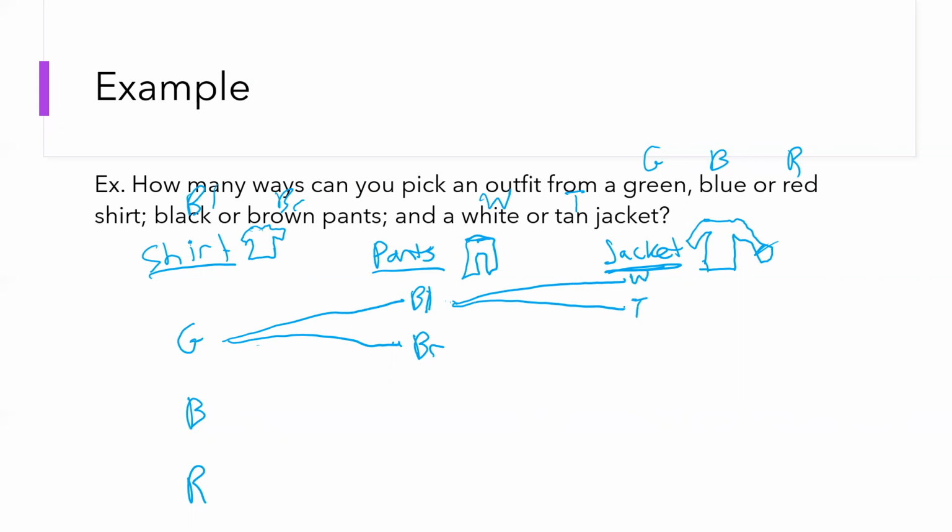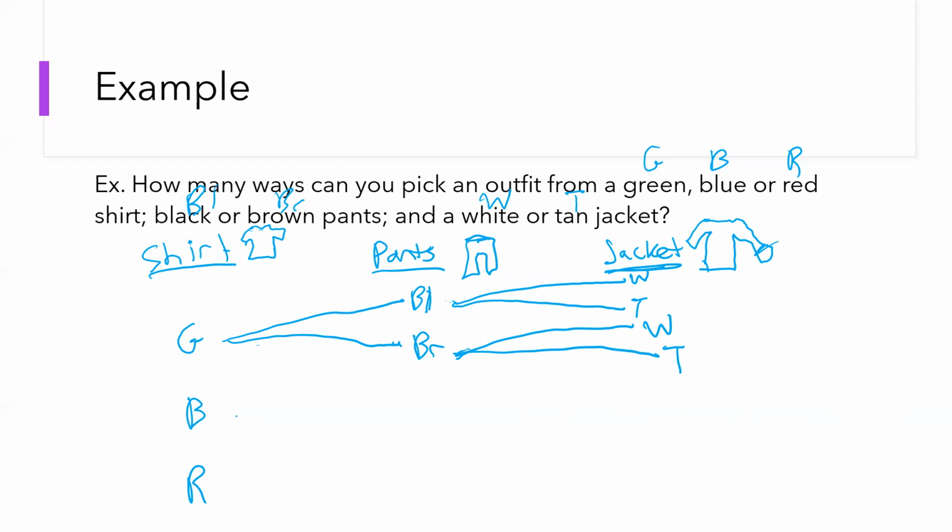And of course, if I pick the green shirt, then the brown pants instead, I still have the two choices for the jacket, the white and the tan. So there's still more and more choices, even after you picked it already, right? So after I pick the green shirt, I still have to pick between the two pants. And then once I pick the pants, the black or the brown, I still have two more choices to make there for the jacket, white or tan. So that's for green. So that one's all done. So now let's look at the next one.